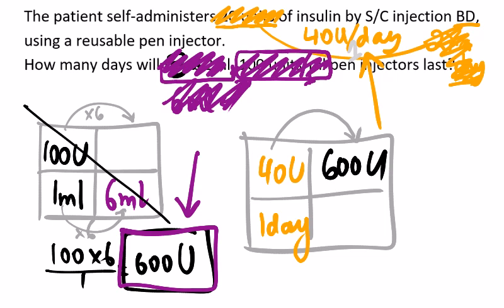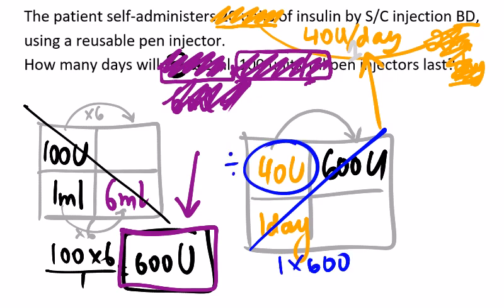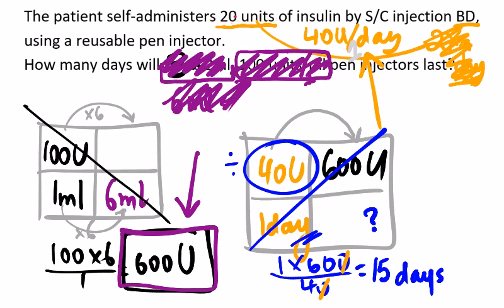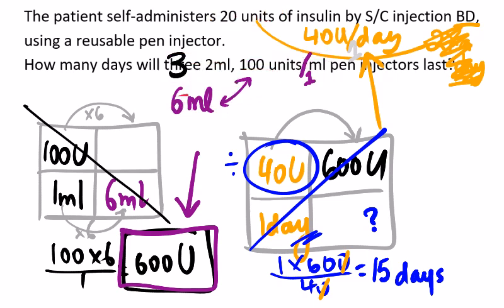If we cannot do that calc in our heads, we just multiply the diagonal, so 1 times 600, and divide by that third number, the 40. So once you do that full calculation, 600 by 40, you could even simplify, and it would be easier to look at it this way. 60 divided by 40, well, 60 divided by 2 would be 30, divide by 2 again, 15. 15 what? 15 days. So this pen injector will last 15 days, and the patient will be taking 20 units of insulin twice a day in those days. You can even do the check doing the calculation backwards.